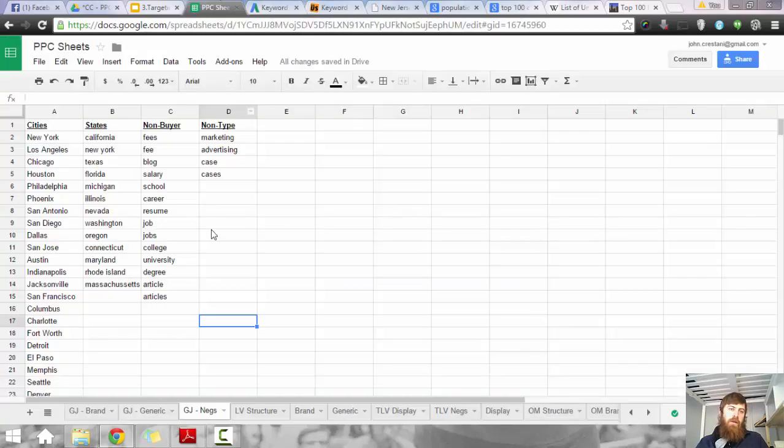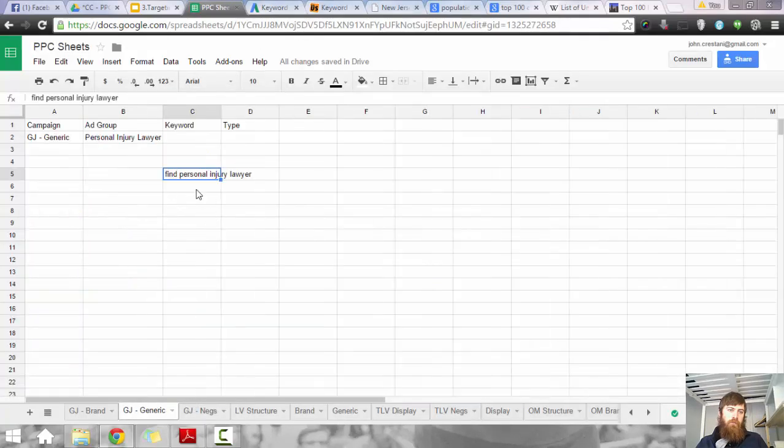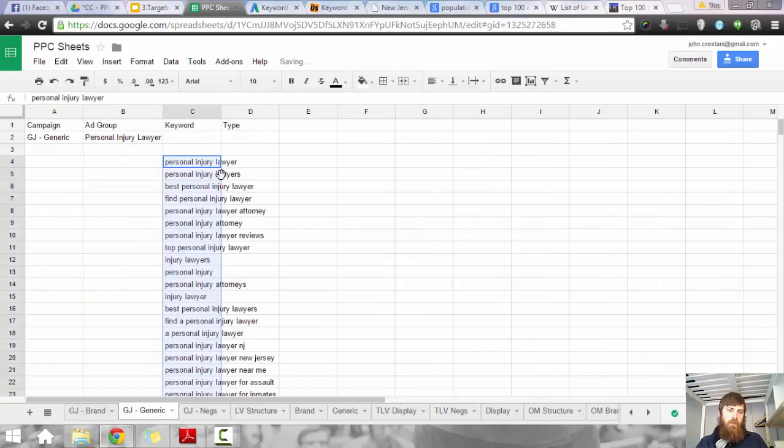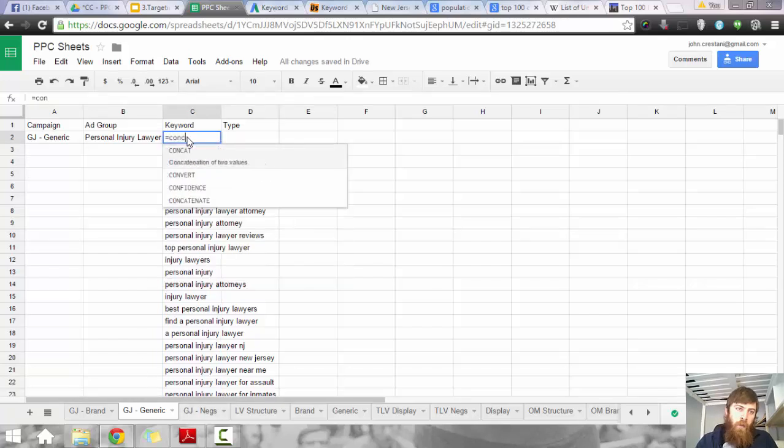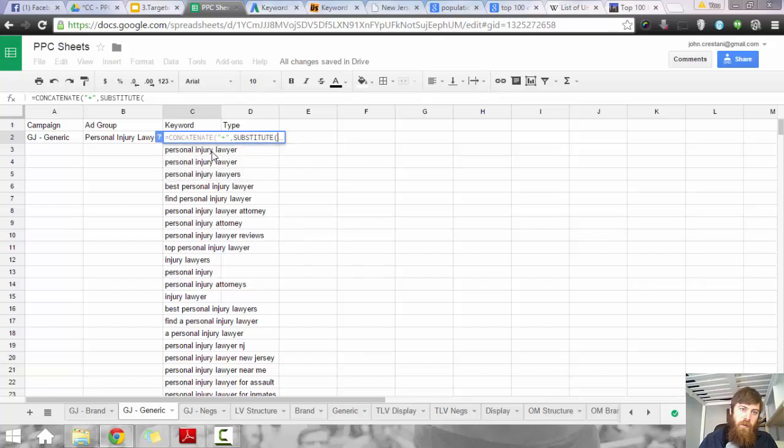So first we're going to get all these words. We're going to do our concatenate formula. Concatenate a plus, then substitute the last cell, substitute all spaces with space plus, and that formula out.